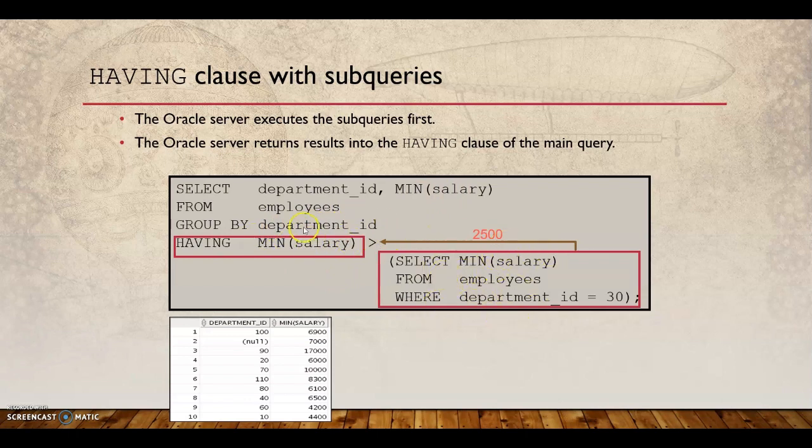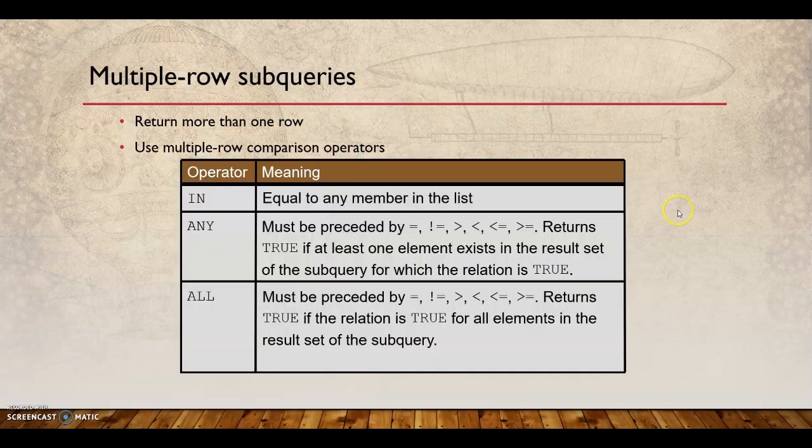Since you have a group by, you can have an aggregate function as well, the min salary as well. Moving on, this is what I said, multiple rows subqueries. In that case, in equal to any number in the list. Any must be preceded by the operators, and returns true if at least one of the elements exists in the result set of the subquery for which the relation is true.